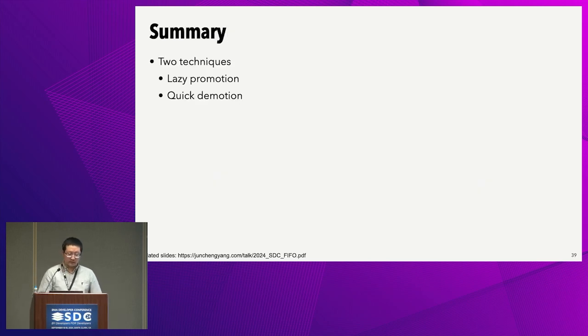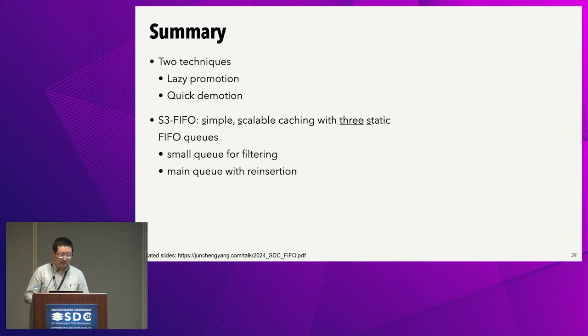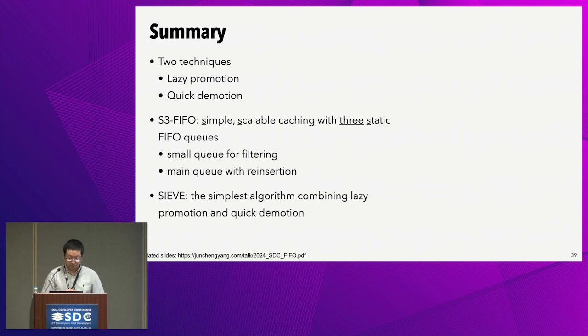So as a summary, today I talked about two techniques: one is lazy promotion, one is quick demotion. I talked about S3-FIFO, which is a simple eviction algorithm that only uses FIFO queues, and uses a small queue to filter out one-hit wonders and a main queue to keep most of the objects in the cache. And in the last part of today's talk, I talked about sieve, which is the simplest algorithm that combines lazy promotion and quick demotion.